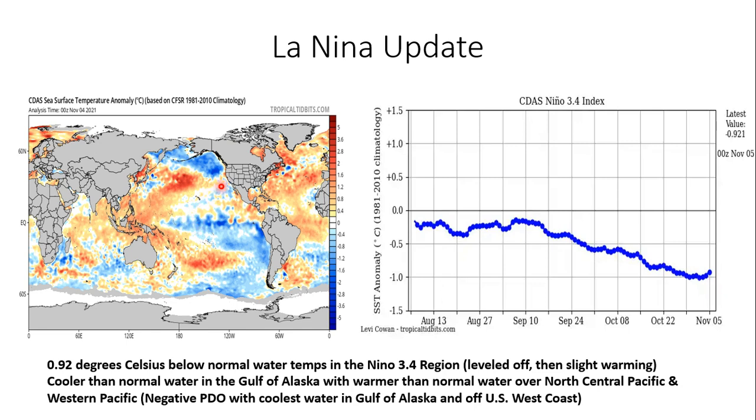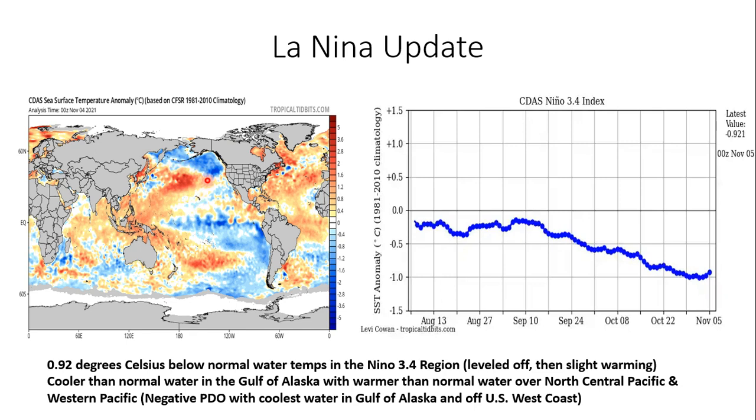And then we have this horseshoe type pattern, with colder temperatures just south of the Hawaiian Islands working their way towards the west coast of the United States. And then we have a large pool of below normal water temperatures in the Gulf of Alaska, the northeastern Pacific. And so this horseshoe shape is indicative of a negative Pacific decadal oscillation.